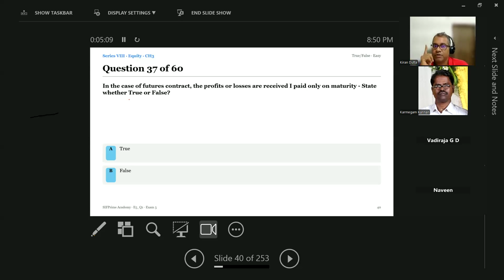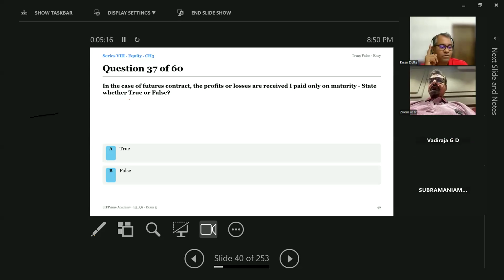What is the concept called? Closing the position. We discussed that word. MTM, very good. Mark to market, right? Even if I close the position today, even before the expiry, my settlement will be done the next day itself. That is where the settlement mechanisms are very robust in the Indian market. So here, the statement that profits or losses are paid only on maturity is false. Everyone understood this concept, right?